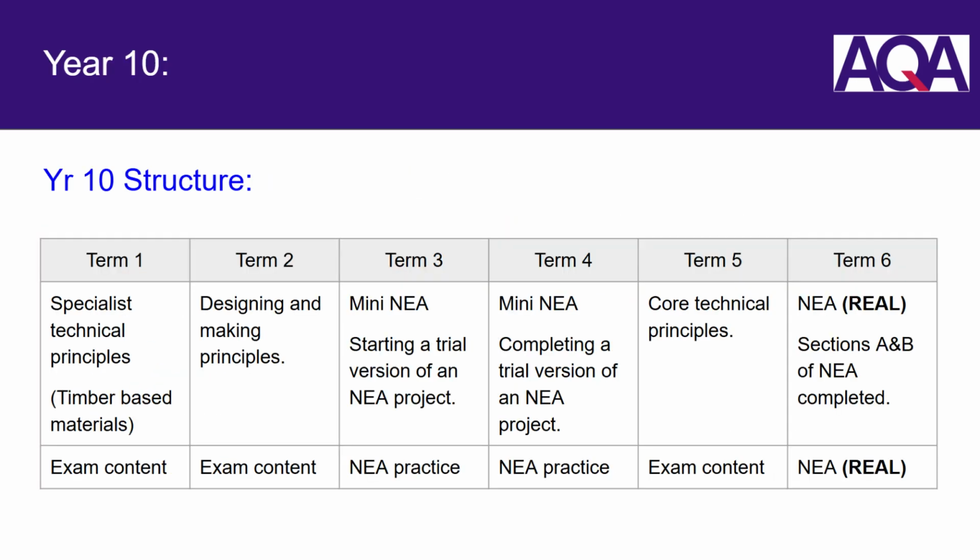So let's look at the structure. So year 10, broken up roughly into 6 terms, modules. Specialist technical principles, timber, term 1. Designing and making principles, term 2. Then in terms 3 and 4, we produce a mini version of the NEA. Important for students to experience that. Term 5, we look at the core technical principles. And then in term 6, because we'll have had the context challenges, we can start the real NEA.